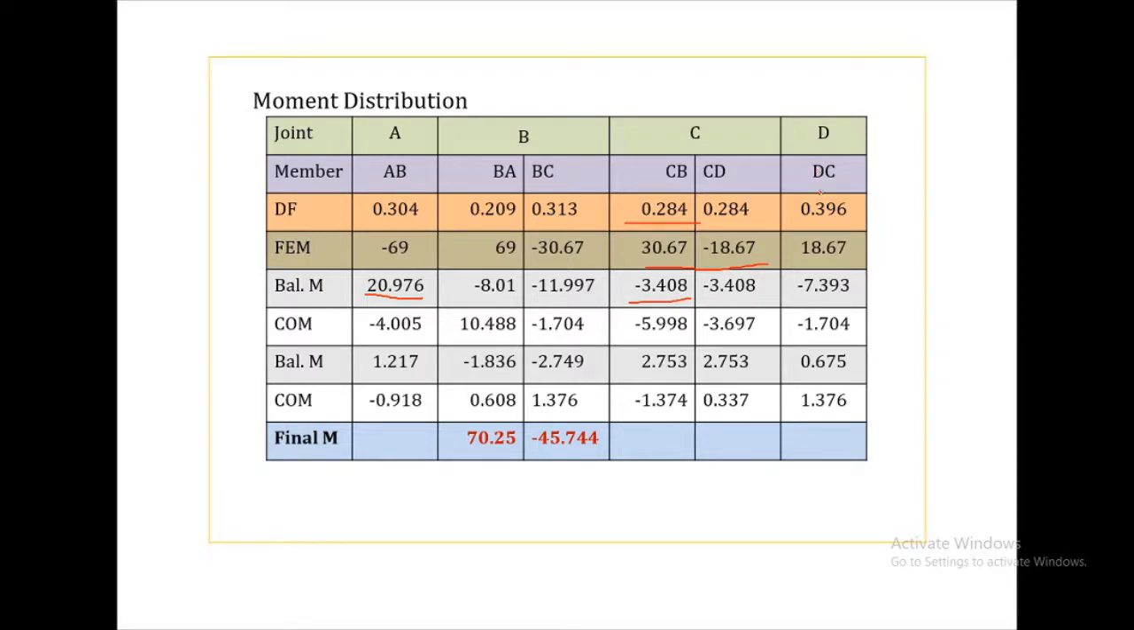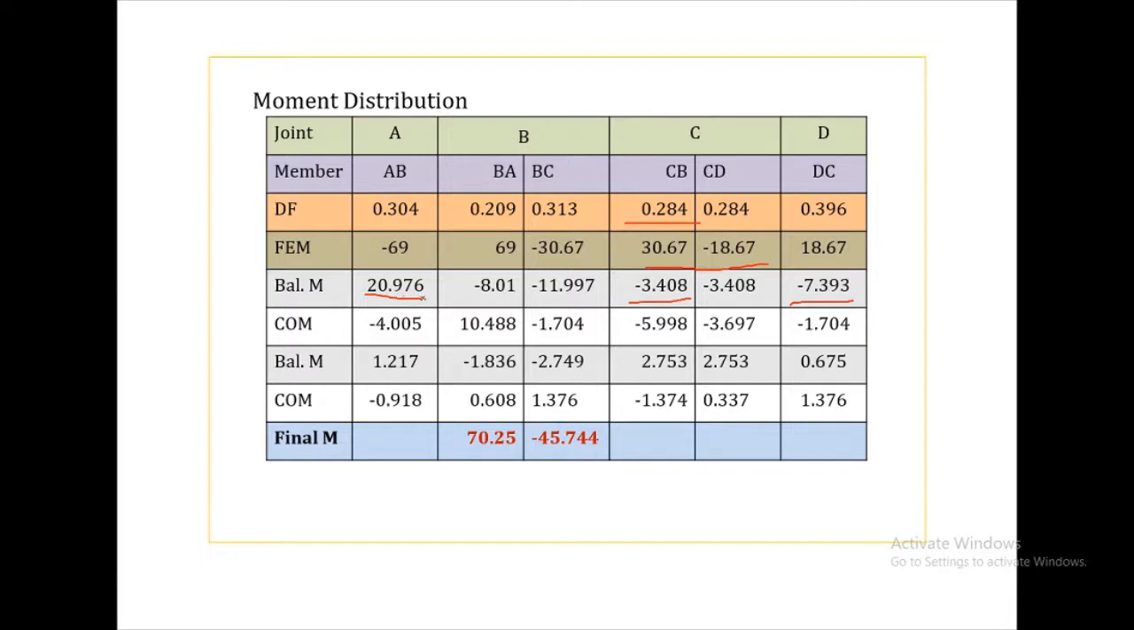And similarly for DC, there is only one member when considering this joint, that is DC. So we'll directly multiply this fixed moment with the distribution factor and we'll get the value minus 7.393. Then the next step is carryover moment.